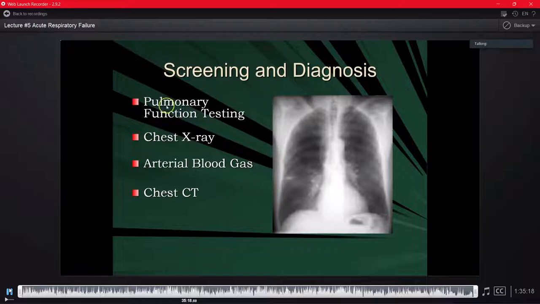So these are some of the tests we do. PFTs, chest x-rays, that's a big one. Chest CTs, also a big one. Usually chest x-rays do the trick. Chest CTs are more specific imaging. And we have arterial blood gases.